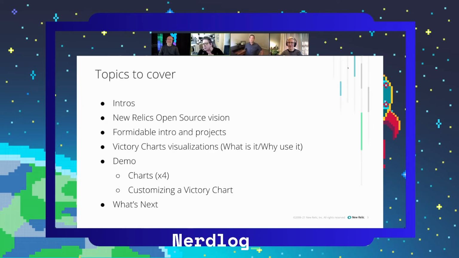Let's talk about New Relic's open source vision, because I know, Lauren, you're the head of open source at Formidable. I want to talk briefly about what that really means. We're working in private companies, doing software and software as a service, but we're also trying to embrace an open source strategy. So what does that mean for Formidable? And then let's talk about what it means for New Relic.